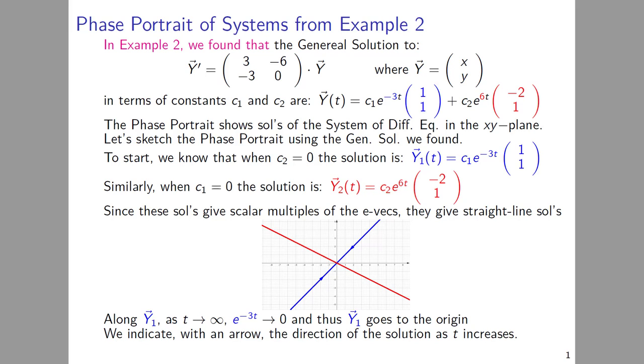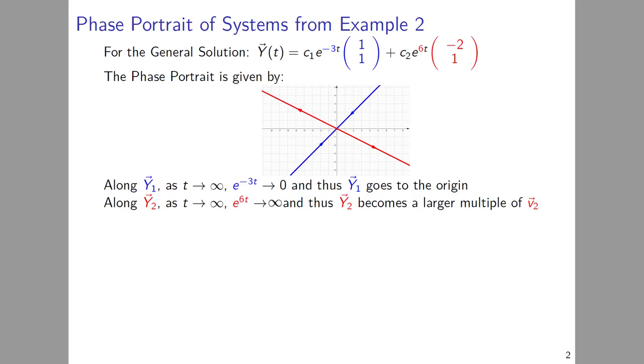increases. Now along our other straight line solution, y2, as t goes off to infinity, e to the 6t goes to infinity as well. And thus y2 becomes a larger and larger scalar multiple of our eigenvector v2. So we put arrows going out of the origin along our red line, indicating that as t increases, our straight line solutions will move away from the origin along that line.